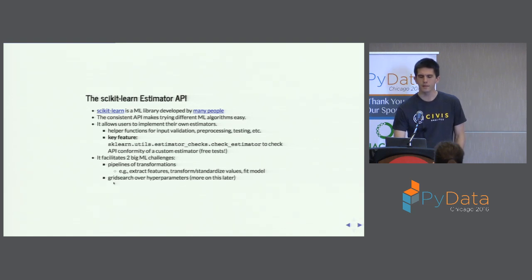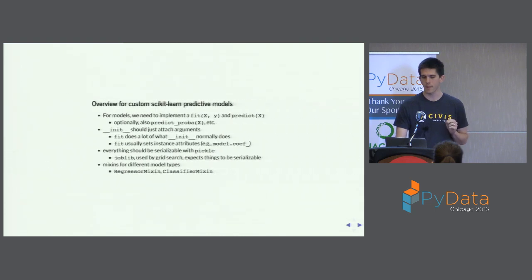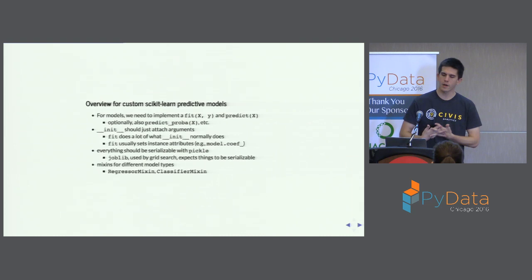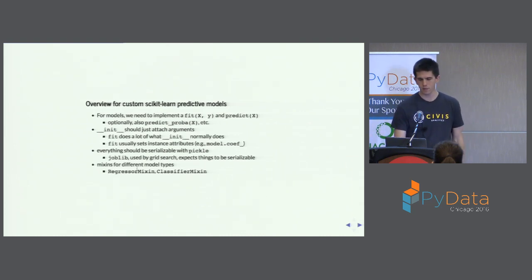Another thing that scikit-learn makes easy is grid search over hyperparameters, which I'll talk a little bit about. But to implement a scikit-learn predictive model, what we need to do is implement fit and predict methods. Those are the two key things. If it's a probabilistic model, or if it can give you probabilities as predictions, you can also implement predict_proba. The init function just needs to attach arguments.